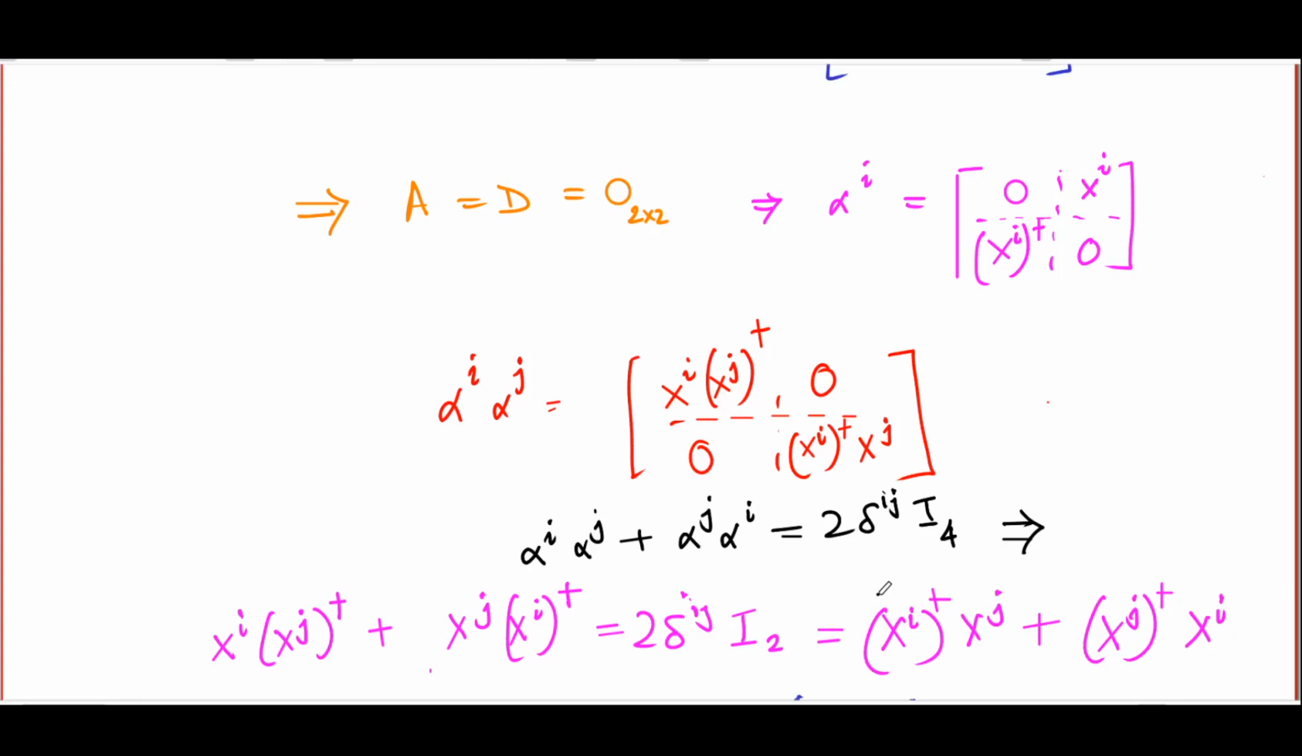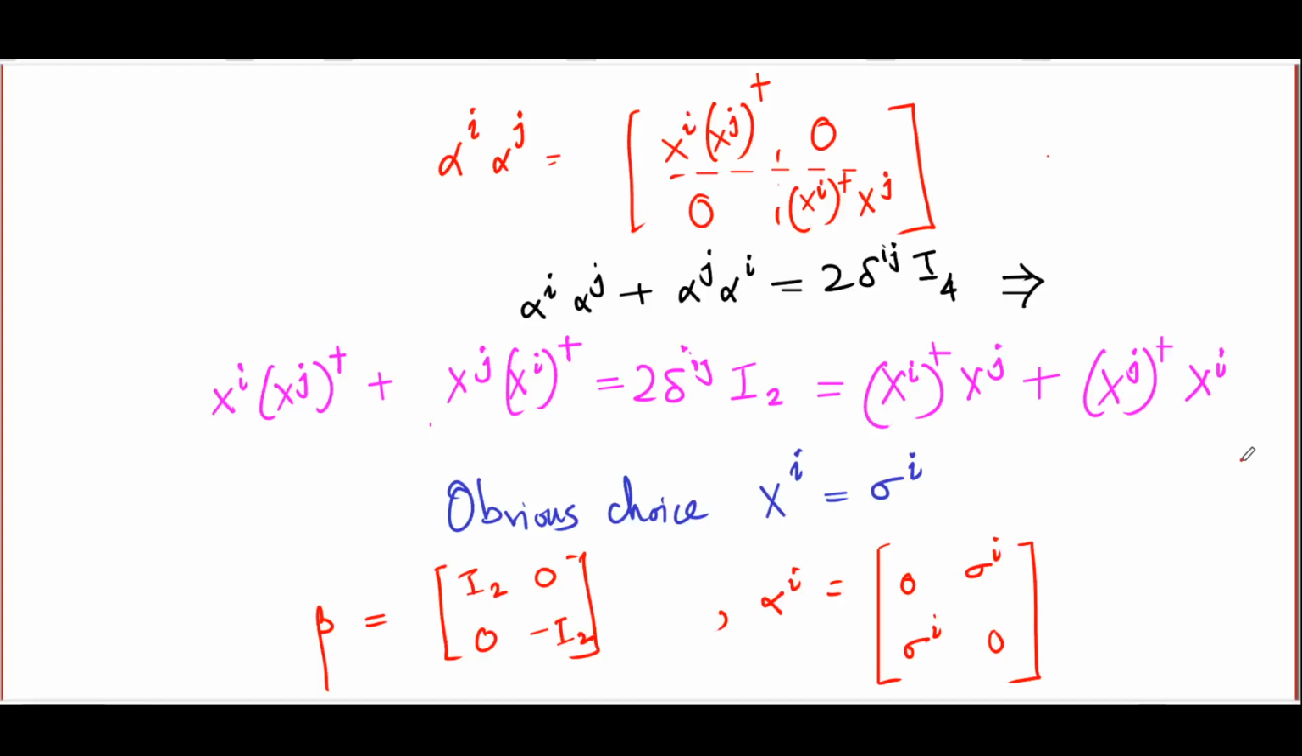There are no prizes for guessing what they are. They are none other than our old friends, the sigma matrices. Remember, sigma i sigma j plus sigma j sigma i is twice delta ij times the 2x2 identity. So at least what we have done is we have established that one solution exists, and because of this unitary transformation possibility, that immediately implies that infinitely many solutions exist.